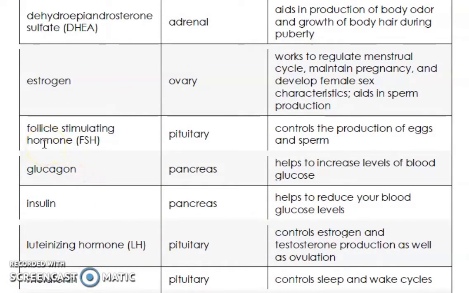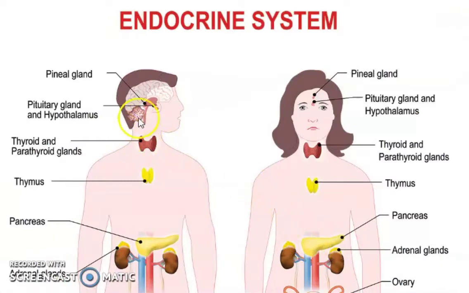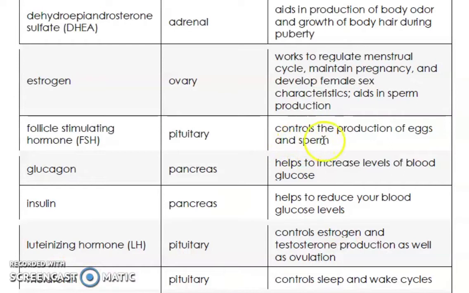Sixth, follicle stimulating hormone, or FSH. It is secreted from the pituitary gland. The pituitary gland is located in our brain. FSH controls the production of eggs and sperm. So it is possible if a woman is stressed or a man is stressed, they will not produce enough egg cells and sperm cells.